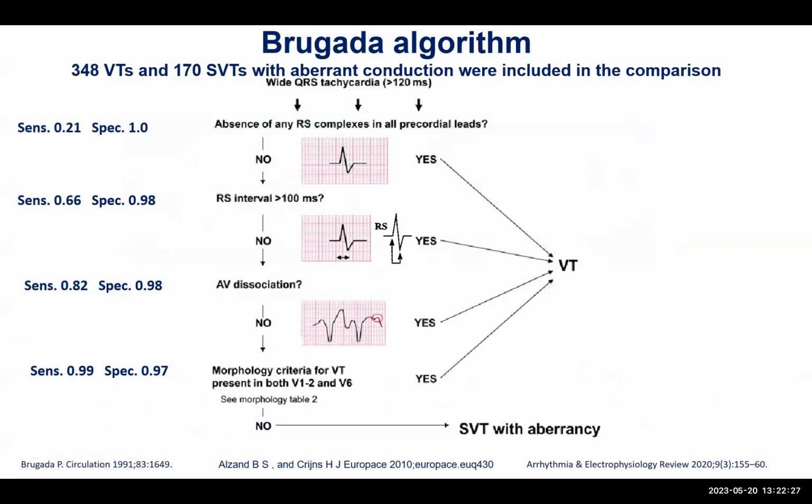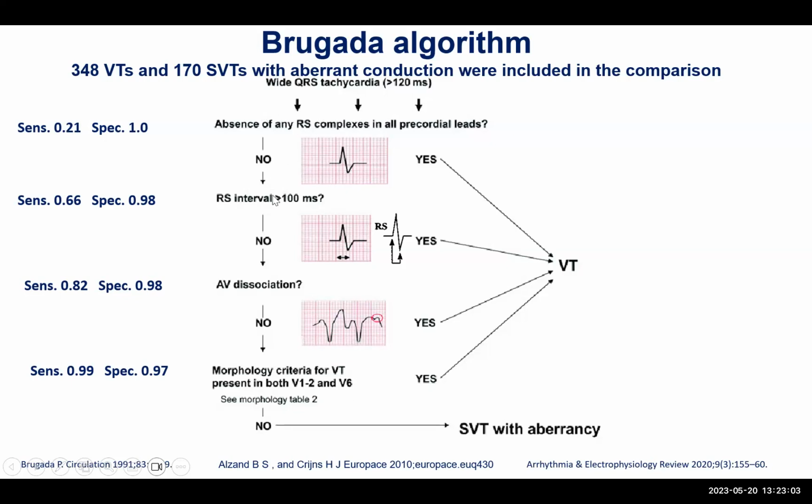In the Brugada algorithm, they looked at 348 patients with ventricular tachycardia and 170 patients with supraventricular tachycardia with aberrancy. They noticed that patients with SVT with aberrancy always have an RS in at least one of the precordial leads. So if this is absent, this is specific for ventricular tachycardia. So absence of RS in precordial leads is the first criterion. It is specific but not sensitive, as you can see. It is only 20% sensitive. If it is not there, it does not rule out VTAC.